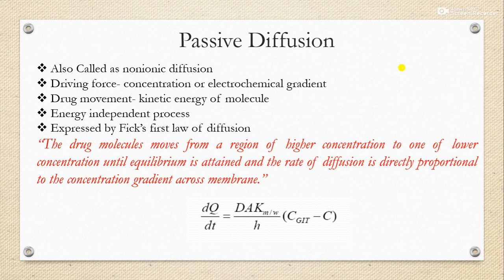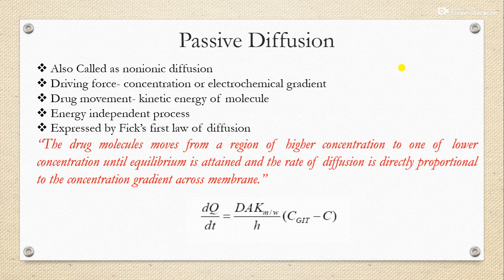The equation is dQ/dt = DAKm/w / h (C_GIT - C), that is, concentration in GI tract minus concentration in plasma. Now what is dQ/dt? dQ/dt is the rate of diffusion.